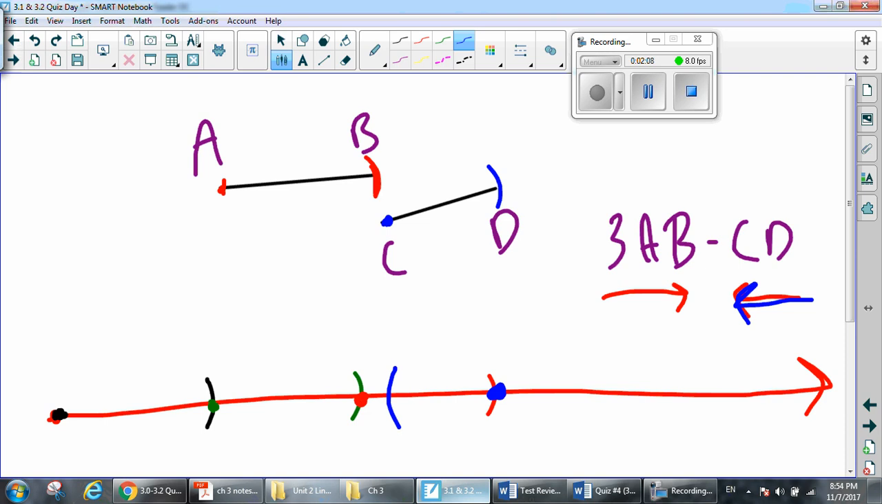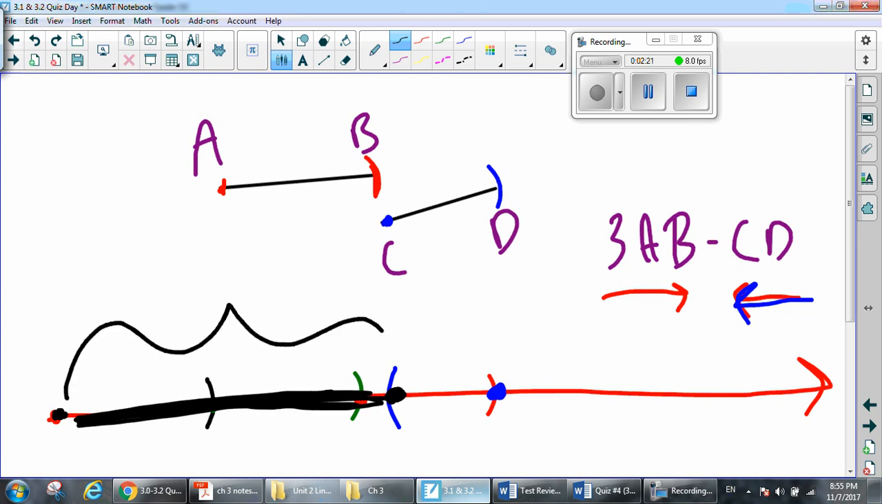The last step is super important. I need to know exactly which segment you're talking about on your ray. So if this was my final endpoint, and this is where I started, you want to bold this segment. You need to go in and label that length. That here was where it measured 3AB minus CD.